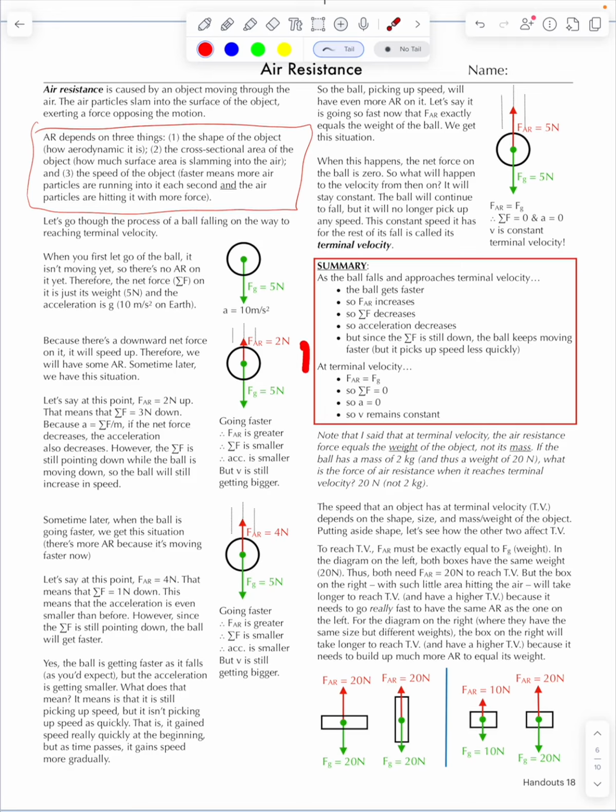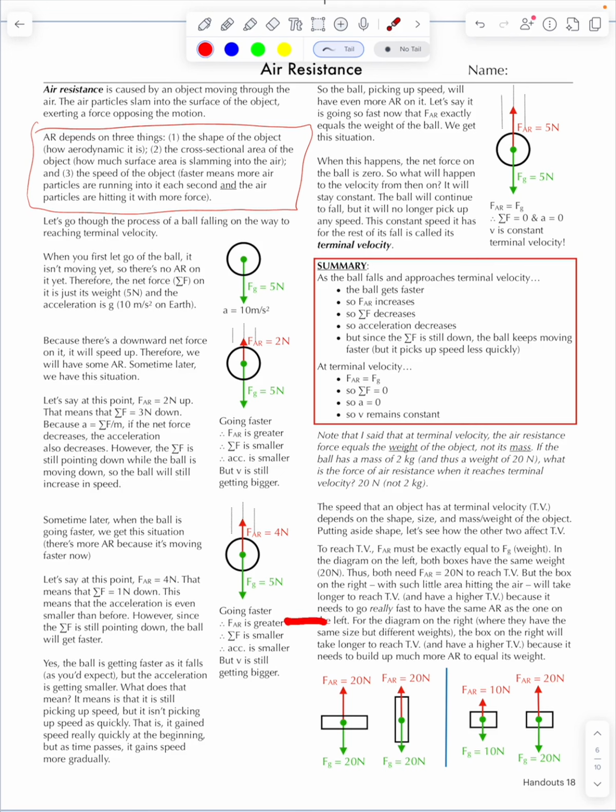But since it's moving downwards and the net force is still down, because notice the force down is greater than the force up, if it's moving down and the net force is down, that means it is speeding up still. So a little bit later, since it's been speeding up, see my bigger motion lines? Since it's going faster, the air resistance force is growing. Now let's say it's 4 newtons.